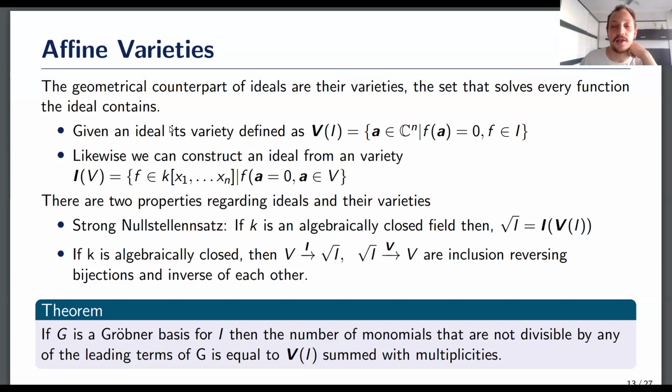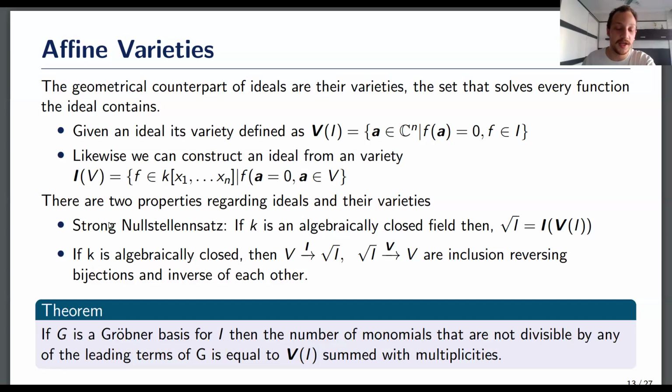Likewise, you can construct an ideal from a variety. Say you have a variety with points A, then every polynomial that goes to 0 on them generates an ideal. Two very important properties regarding ideals and their varieties are the strong Nullstellensatz, which means that if the field where we define these objects is algebraically closed, then the radical of an ideal is equal to its variety's ideal. A radical ideal is, for example, if you have an ideal generated by (x minus 1) squared, then its radical is x minus 1, which means you cancel the multiplicities of the solutions.